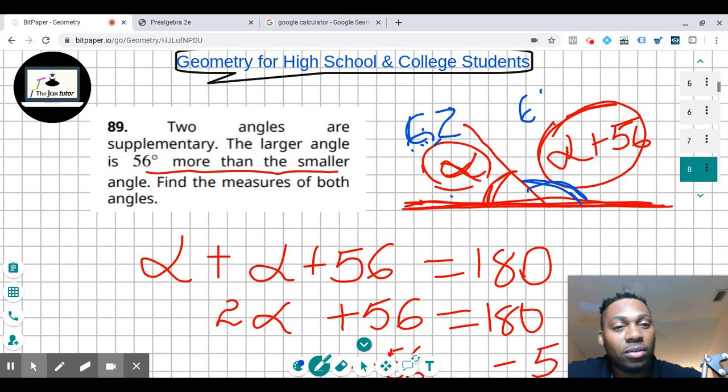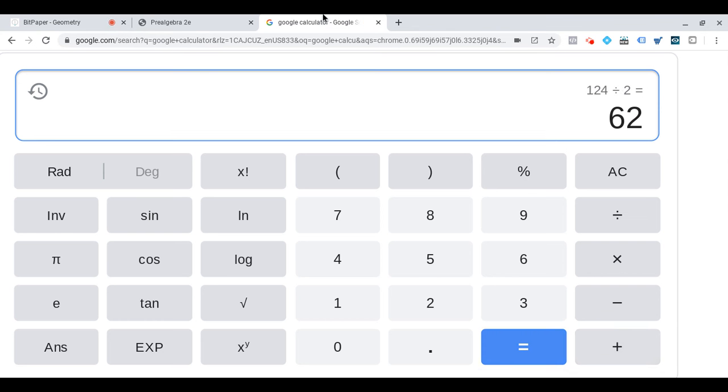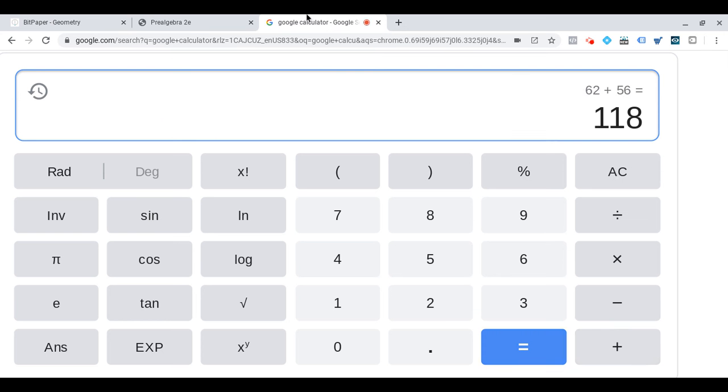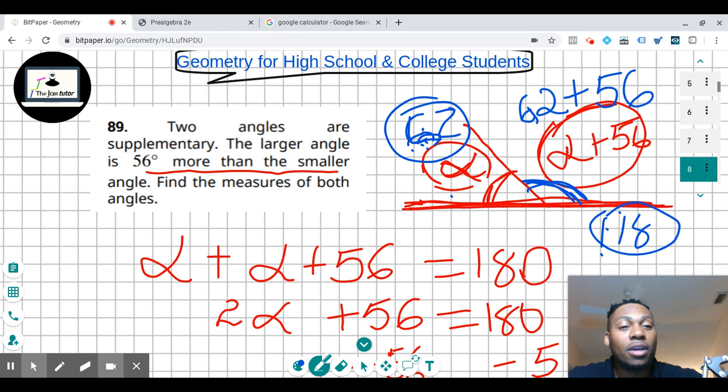So it's going to be 62 plus 56. Go back to the calculator. 62 plus 56 is equal to 118. So this one is 118 degrees. So let's verify our work. 118 plus 62, does that equal 180? In the calculator, 118 plus 62 equals 180. That means we found the two angles we were looking for. One angle is 62 degrees, and the other angle is 118 degrees.